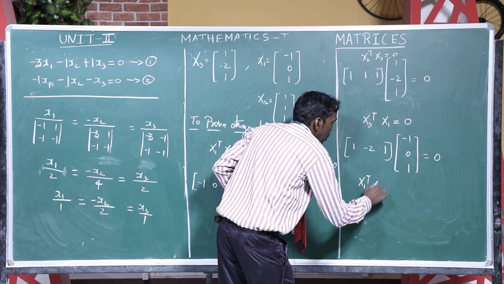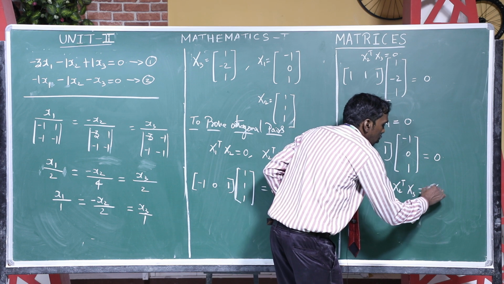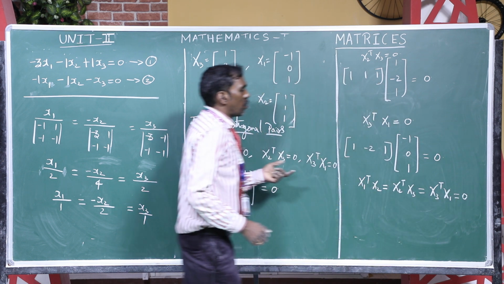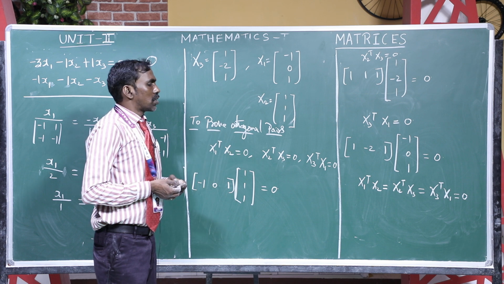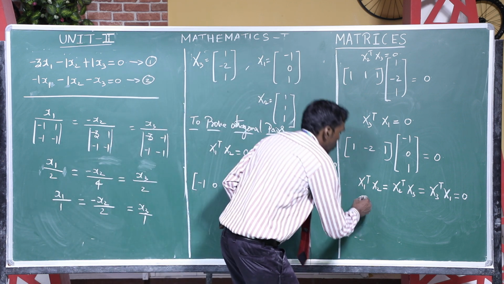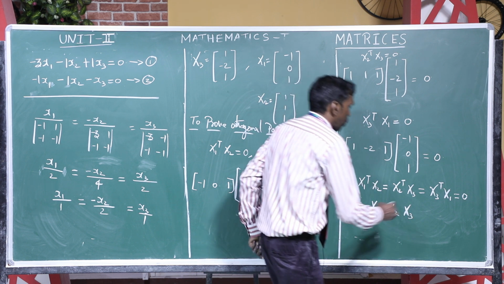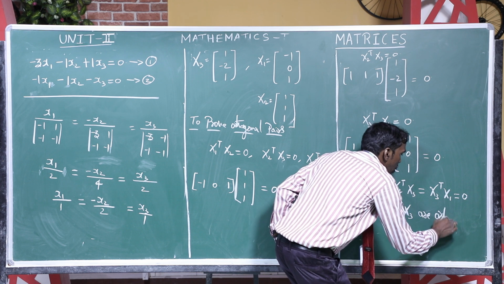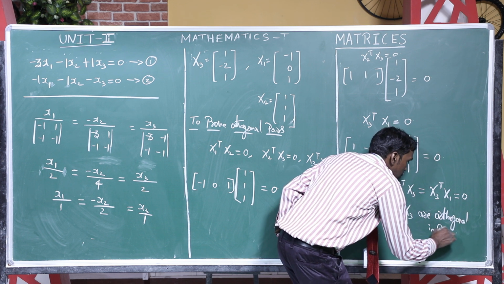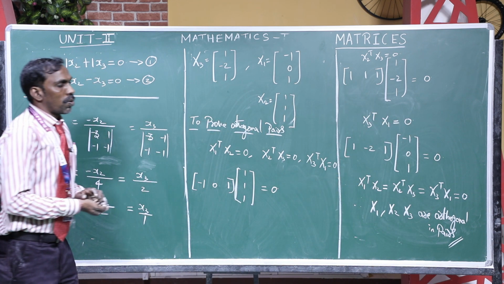So finally, what you have to prove here: x1 transpose x2 equal to x2 transpose x3 equal to x3 transpose x1. All of these multiplied give 0. You got the 0 value. So finally we have to verify it: all three vectors x1, x2 and x3, these eigenvectors, are orthogonal in pairs. So this is our proof. We have verified that x1, x2, x3 are orthogonal in pairs. That's all.